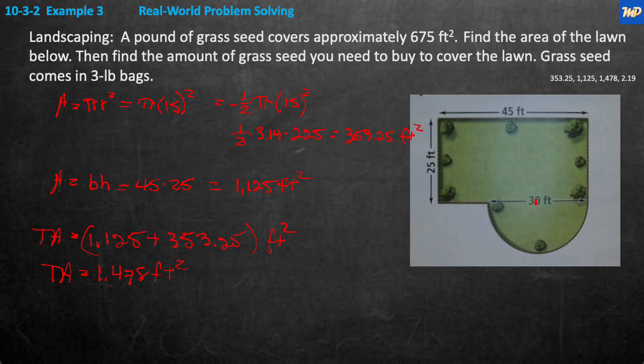So now the question is, you have 675 square feet per pound of grass seed. It comes in 3-pound bags. So what we're going to do is divide our total area. Total seed equals 1,478 divided by 675, and that equals 2.19 pounds, I guess, in that case, right? Because it's so many feet per pound, it's going to be 2.19 pounds.